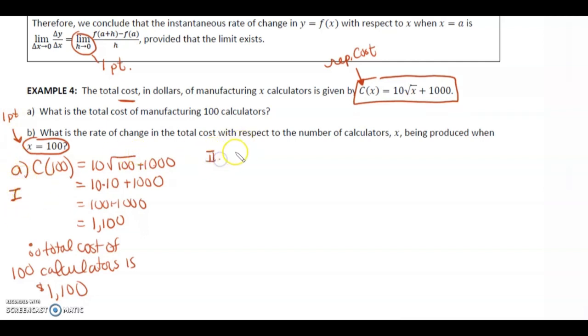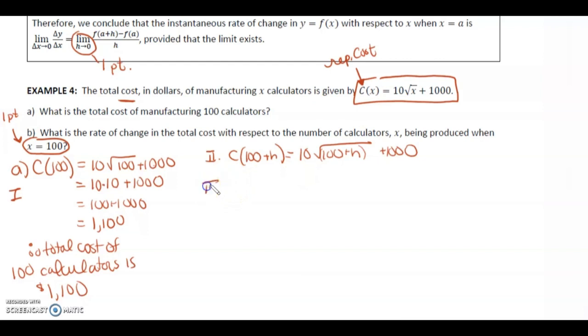Now, step 2 is going to be the cost of 100 plus h. So we have 10 root 100 plus h plus 1,000. Okay, and we can't do anything to that. Just remember, whatever's under the root sign, it acts as though it's in a bracket. So we can't root 100 plus h. We can't just root the parts of this. We have to root the entire thing, and we can't. So we'll just leave it for now.